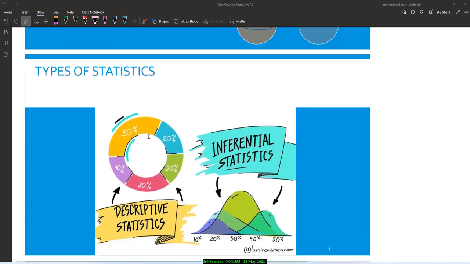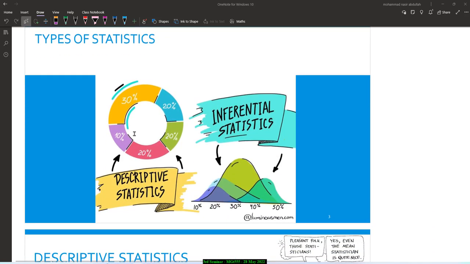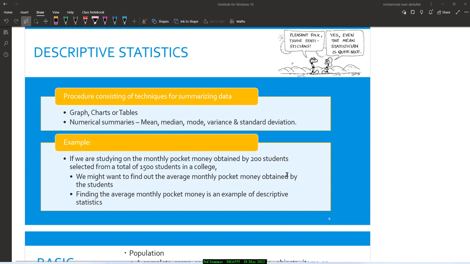Right. So next we look at the types of statistics. There are two types of statistics that we're going to learn for today. First type is descriptive statistics. Another one is inferential statistics. So with descriptive statistics, we just describe the data, and with inferential statistics, we take a sample from a population and infer back to the population. So we're going to make an inferential conclusion.